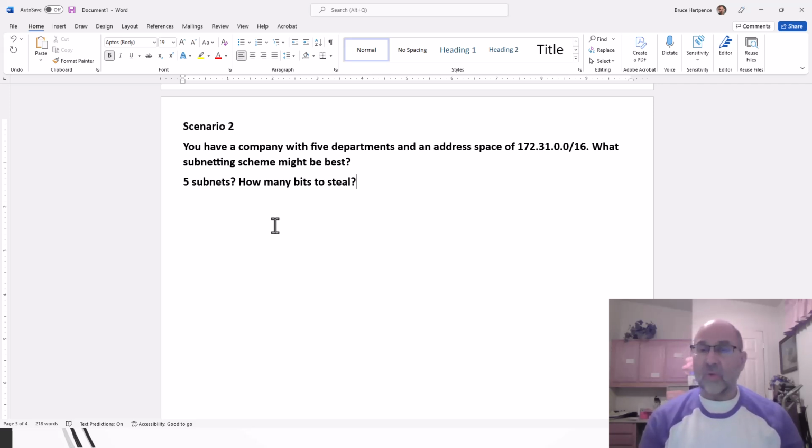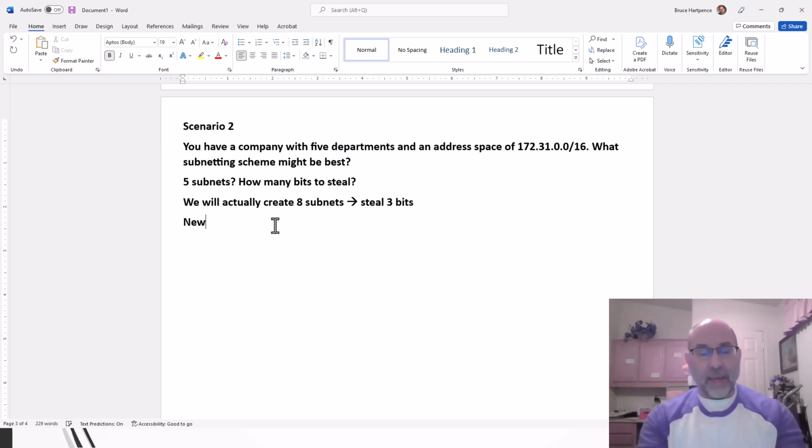If we steal 1 bit, we create 2 subnets. If we steal 2 bits, we create 4 subnets. If we steal 3 bits, we create 8 subnets. So in this particular case, you cannot create 5 subnets. It has to be a power of 2. Now you could say, well, why can't we do 4? Well, if we want subnets for each department, then 4 subnets is not enough. So therefore, we're going to steal 3 bits.